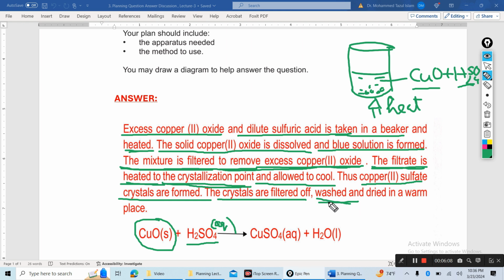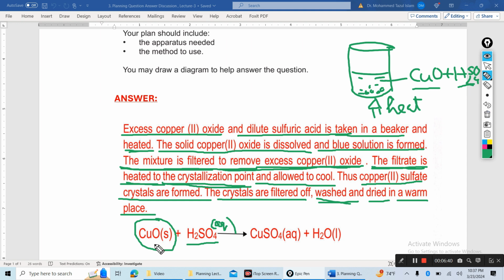Wash with cold water, or with solvent, or with distilled water, and dry in a warm place. This is the drying method. Or you can write the crystals are filtered off, washed and dried in a warm place or between filter paper, or the crystals are dried on filter paper.